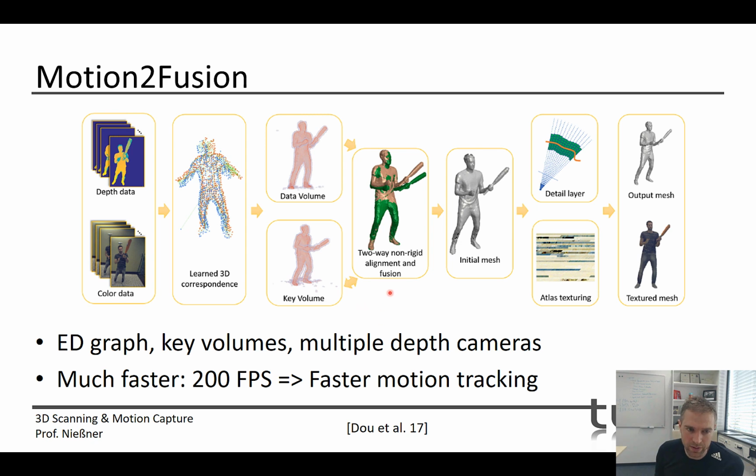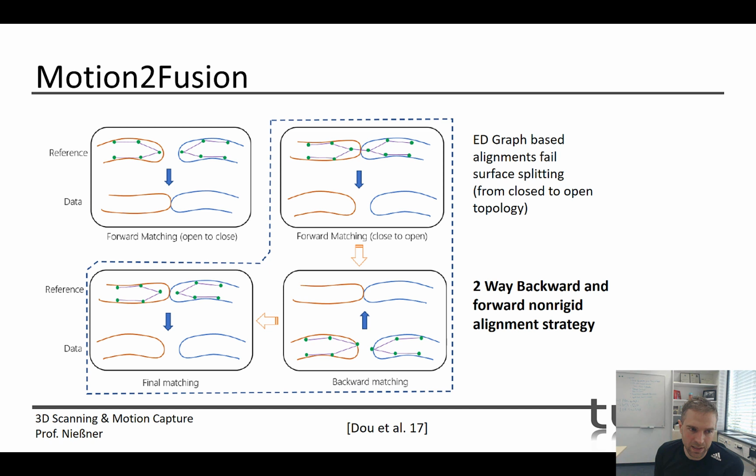And one of the cool things they had was this two-way non-rigid alignment. So basically, the idea is they're mapping from the data to the reference and from the reference to the data. And by doing this simultaneously, with this forward and backward mapping, they have the cycle and the deformation mapping. And because of that, they're getting more robust correspondences.